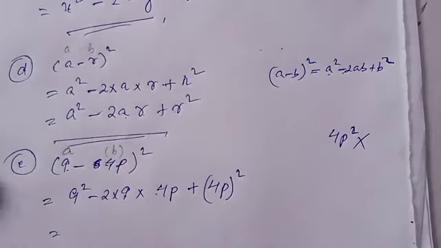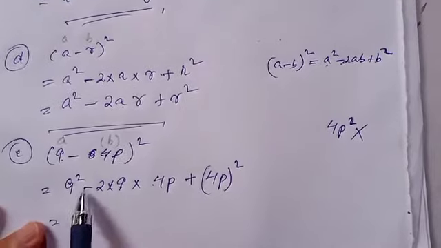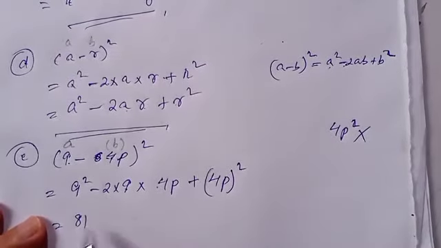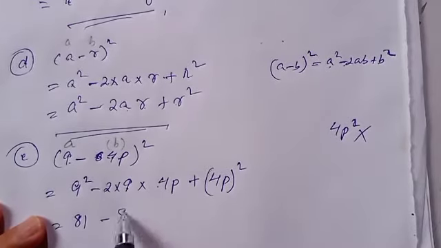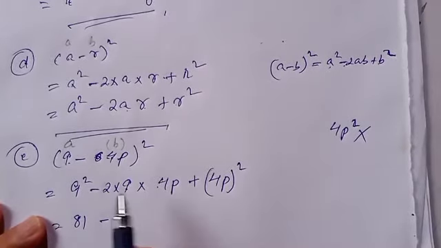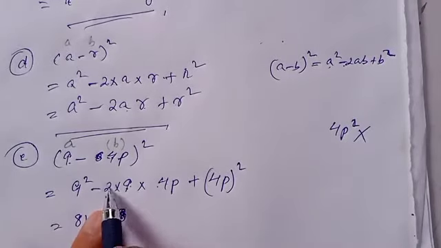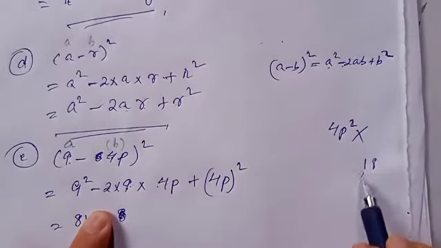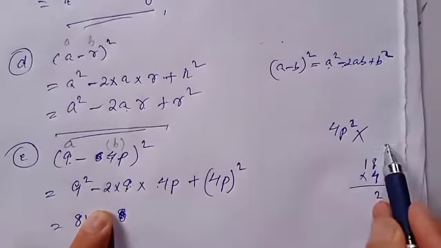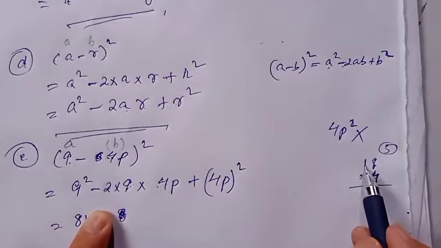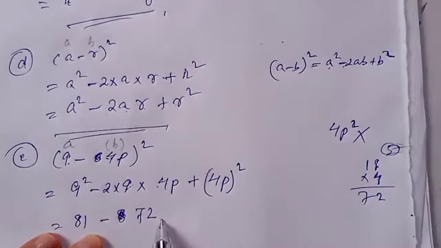9 square means 9 into 9, we have to multiply 2 times. So what is 9 square? 9 into 9 is 81. Minus, we have the numbers 2, 9 and 4. 2, 9s are 18, right? Again, 18 into 4: 4 eights are 32, carry 3, 4 ones are 4, 4, 5, 6, 7, so we get 72. Then p, we have only 1.